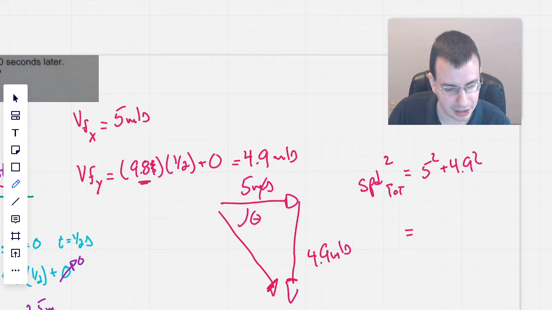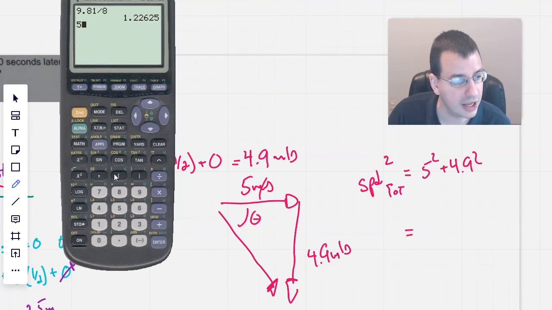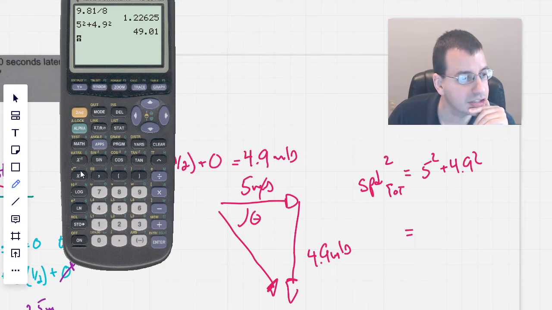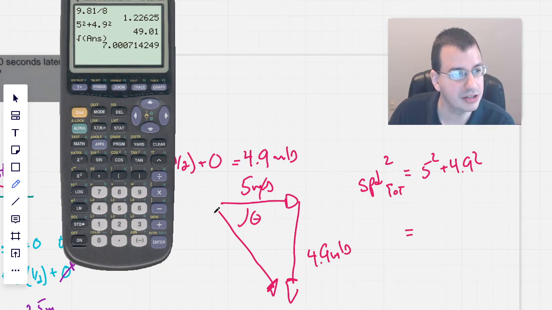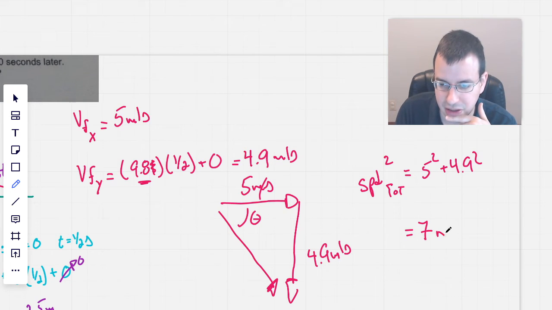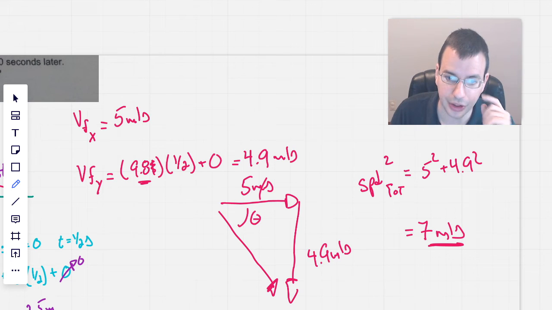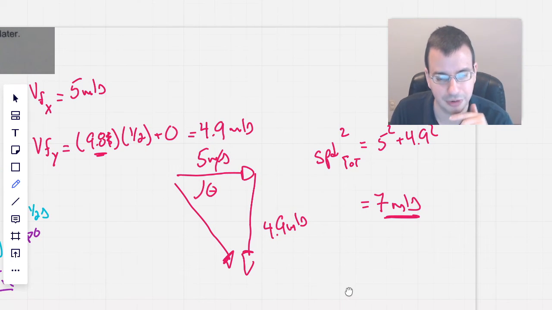So I can go back to the calculator. 5 squared plus 4.9 squared. It gives us 49. Second square root, second answer, and we get 7. Wow, that is really close to 7 meters per second. Okay, so now we need to know the angle, and the angle will be probably a little bit less than 45.